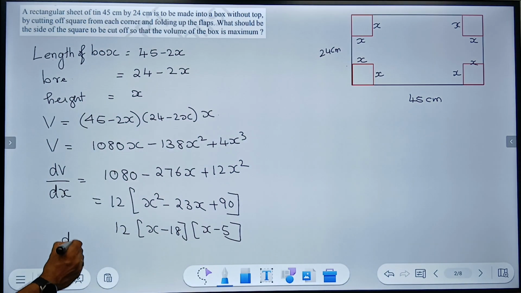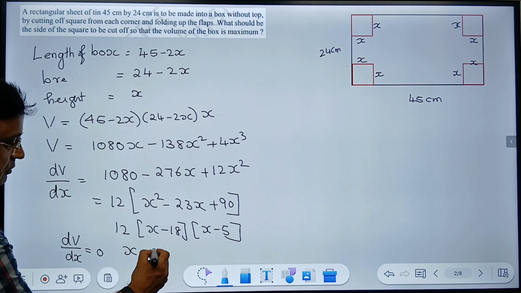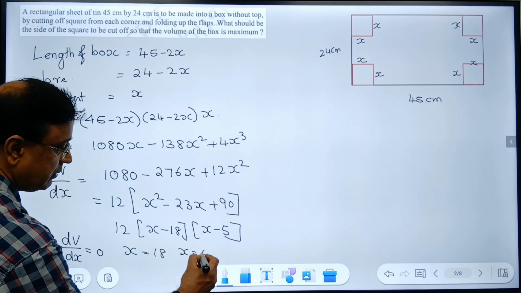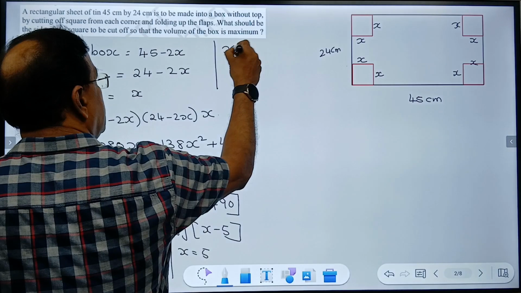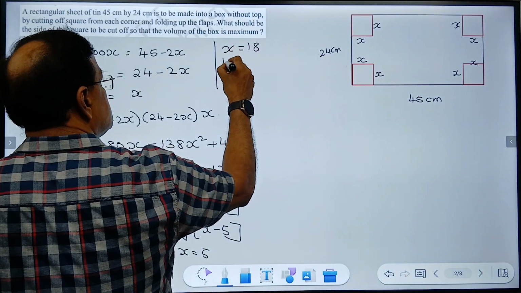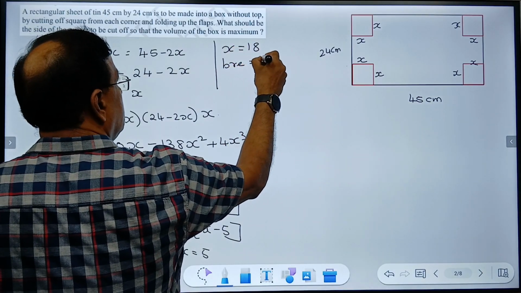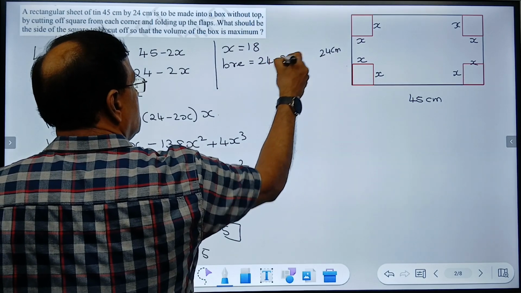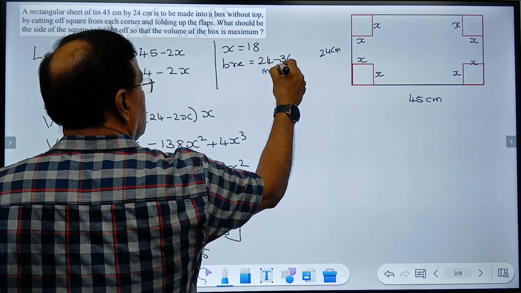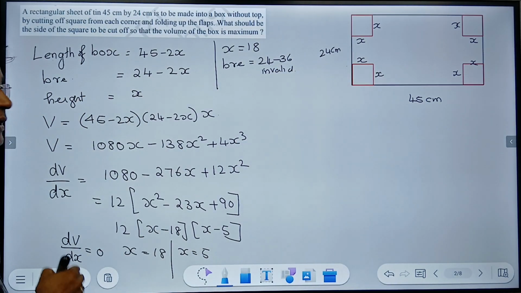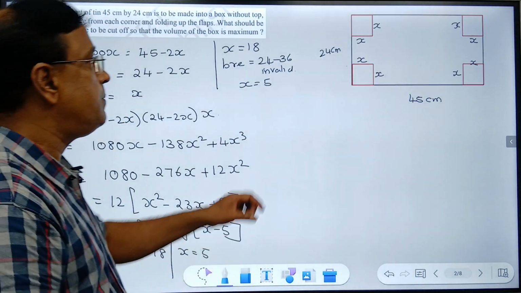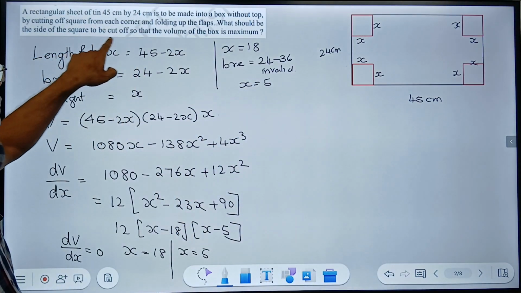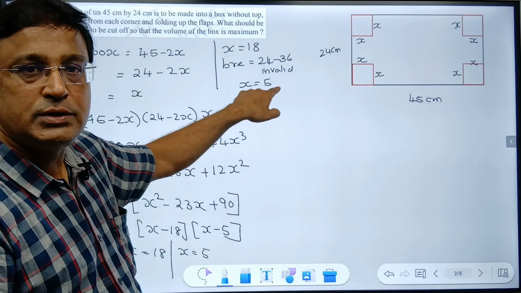Now I equate it to 0. I am finding the turning point. dV by dx is 0. So I get x is equal to 18 and x is equal to 5. Now x is equal to 18 is invalid because when x is 18, the breadth of the box will become 24 minus 36, which is invalid. Breadth cannot be negative. So x is equal to 18 is invalid. So the only possibility is x is equal to 5. So this is what the side of the square to be cut off should be. So the side of the square to be cut off is 5.